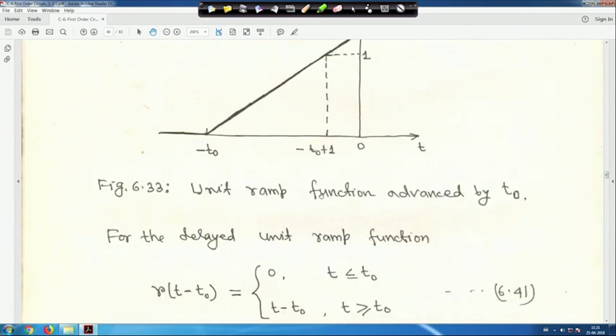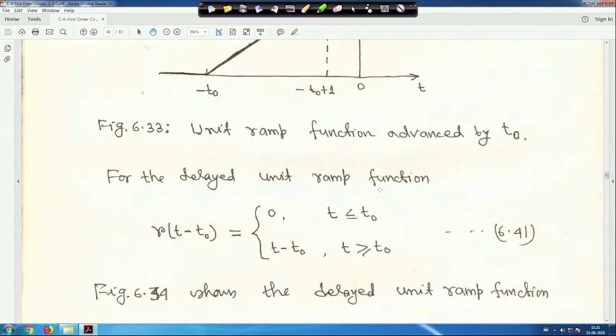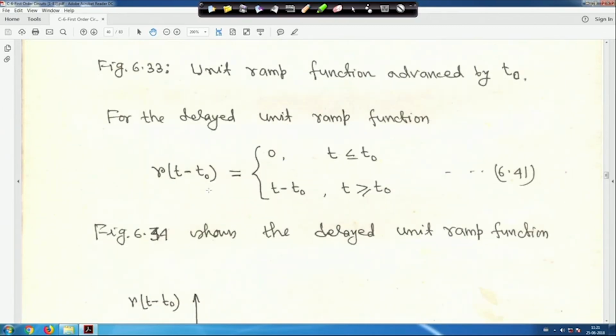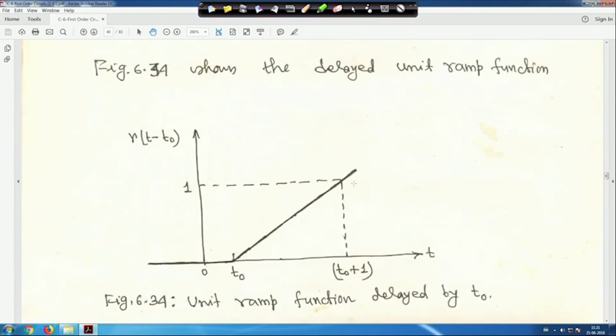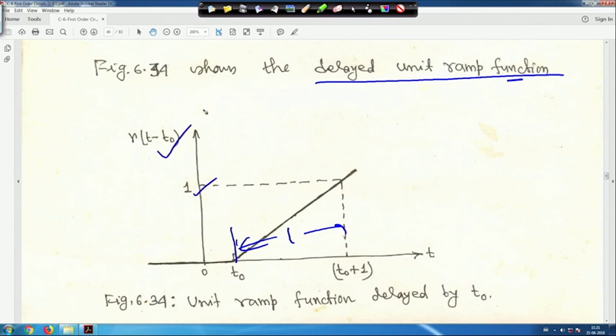Now if it is delayed, the delayed ramp function will be r(t minus t0). It is equal to 0 for t less than or equal to t0, and it is t minus t0 for t greater than t0. This is figure 34, the delayed unit ramp function. It starts from t0, and this distance is again 1, t0 plus 1 minus t0, and the height is 1. This is the plot of the unit ramp function delayed by t0.